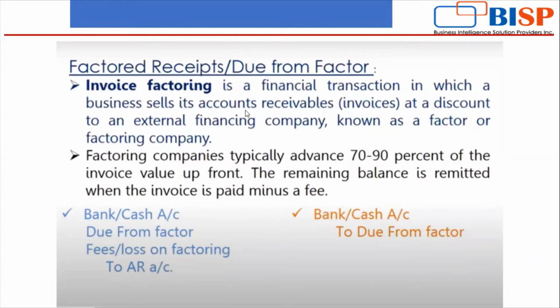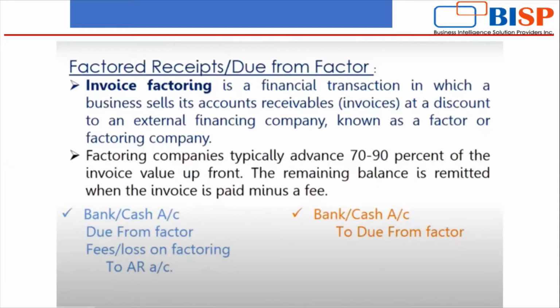So basically, what an organization does is sell its accounts receivable to some external organization to collect its receivables on its behalf. For that, this factoring company charges some fees or commission. And typically, it advances 70 to 90% of the invoice value upfront. The remaining balance is remitted when the invoice is paid, minus the factoring company fees.